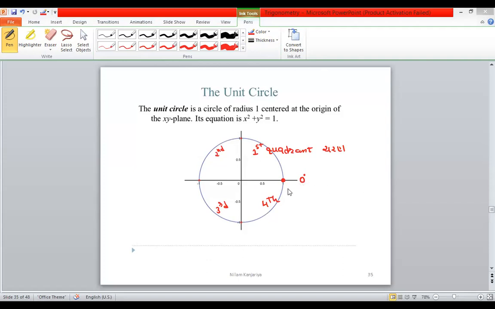So I'm starting from anywhere, my initial point is 0. Now I'm going on this surface and reach here. This length is exactly 90 degrees. Every quadrant's length is 90 degrees.